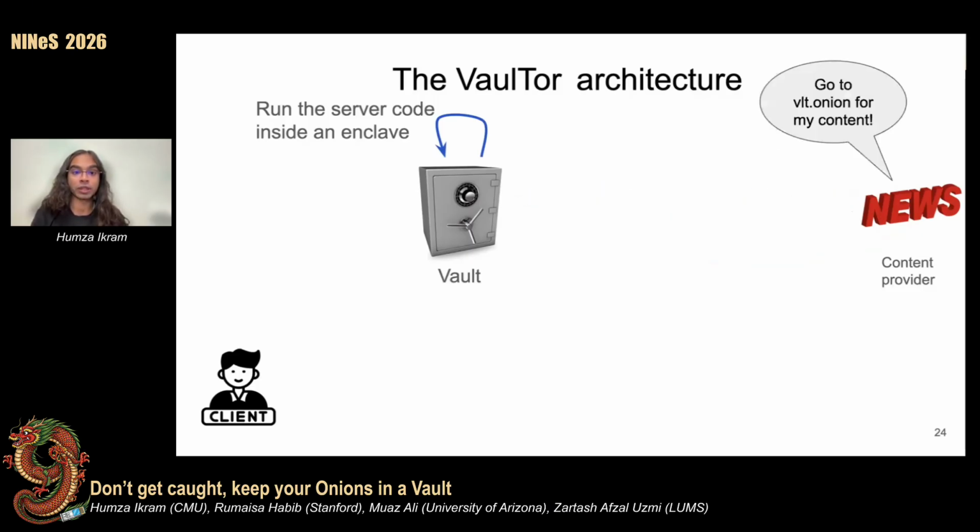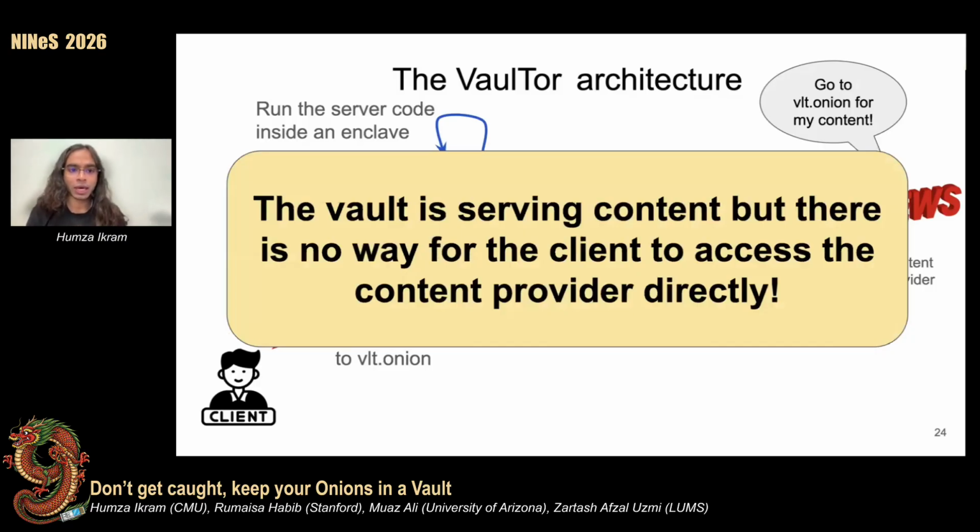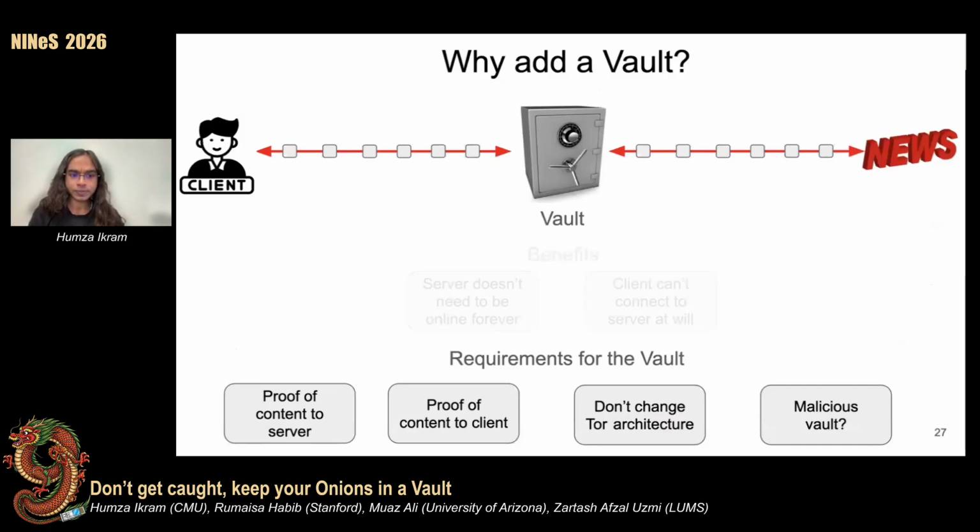It basically announces, hey, you can reach my content at this other place, which is called vlt.onion. And if a client wants to access the content, they will connect to vlt.onion. And there is no way to connect to the content provider anymore. And this is interesting because now the vault is serving the content, and there is no way for the client to reach the content provider directly, which is what we wanted. We didn't want the client to be able to make a connection directly. This has some interesting consequences which we'll get into later.